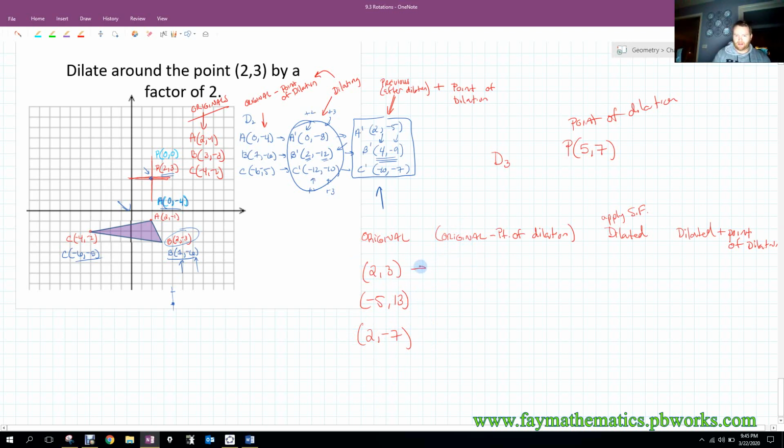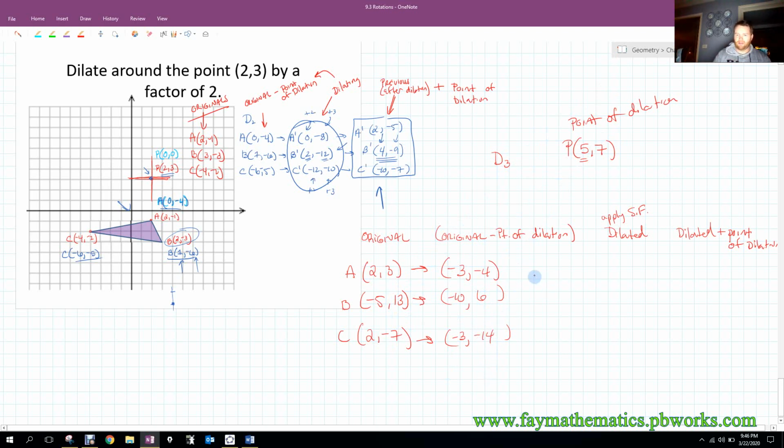So I'll just call these A, B, and C. I'm going to take point A and subtract away the point of dilation. So I take 2 and remove that 5, which gives me -3. I take 3 and remove that 7, which gives me -4. Do the same thing down here: -5 minus that 5 is -10. This is how I like to do all my x's at once. 2 minus that 5 gives me -3. And now I do all my y's: 13 minus 7 gives me 6, and -7 minus 7 gives me -14.